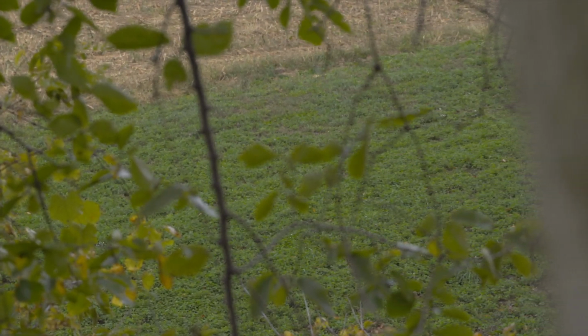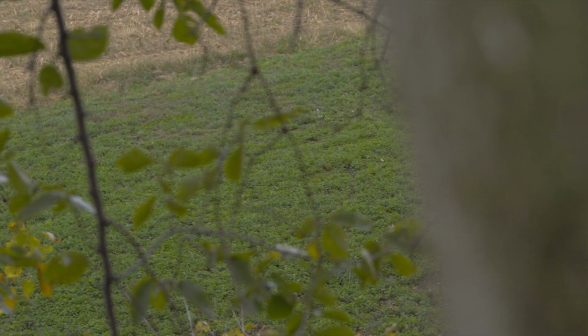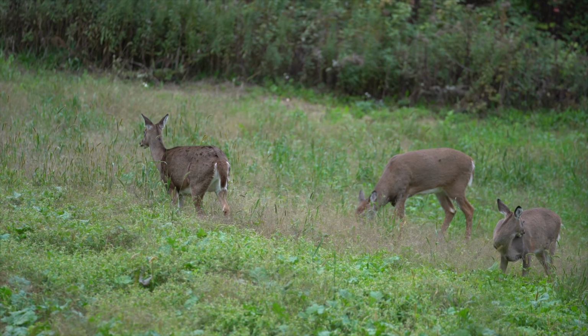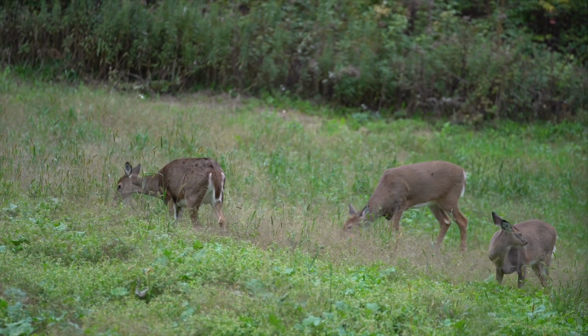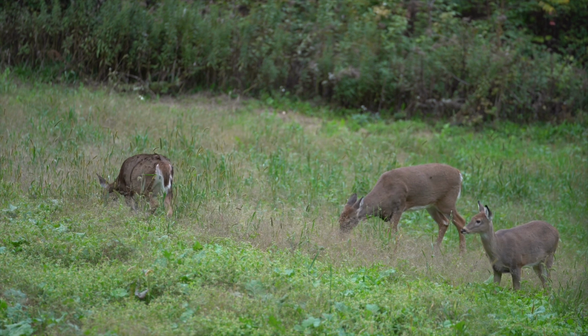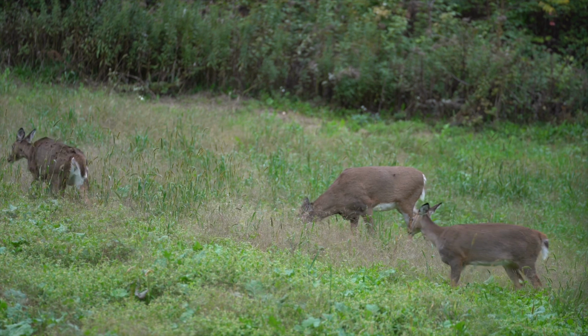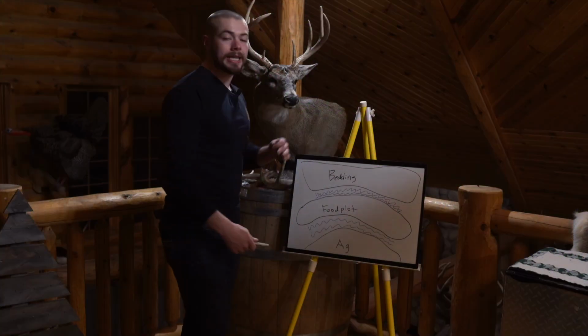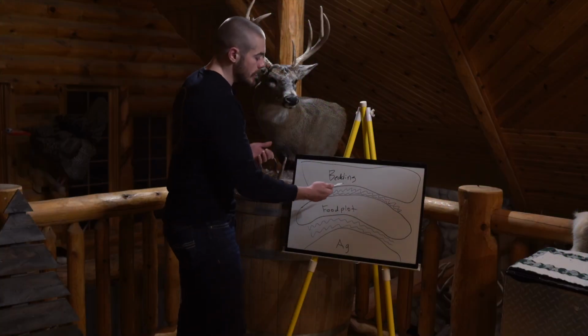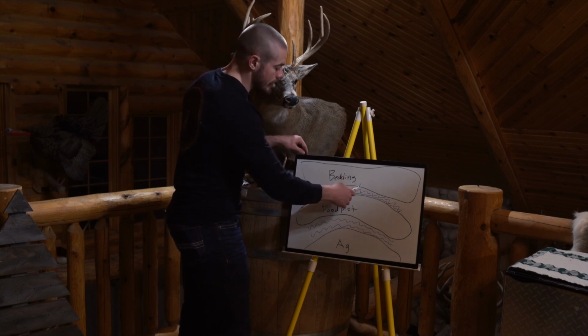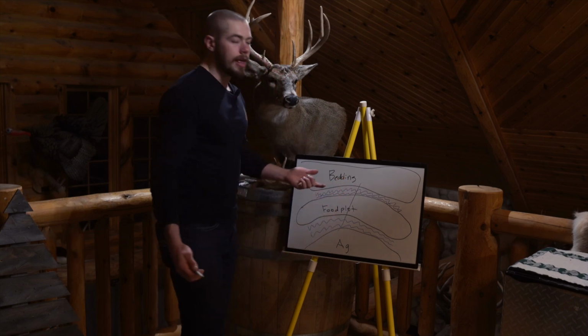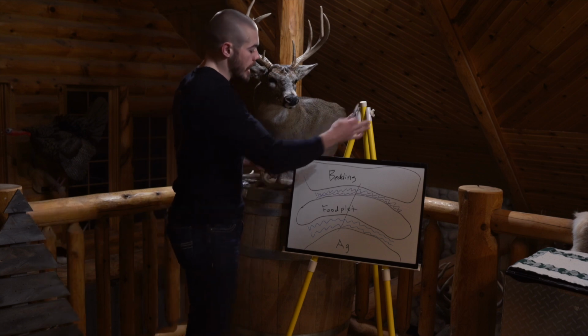So first and foremost, I'm creating a line of movement. Now what I mean by a line of movement is I'm putting deer in a specific place in their bedding areas, and I'm strategically planning out a situation to create this line of movement that's consistent. This line of movement is going to be from bedding to food to ag. That's what I'm talking about here. Creating a line of movement.